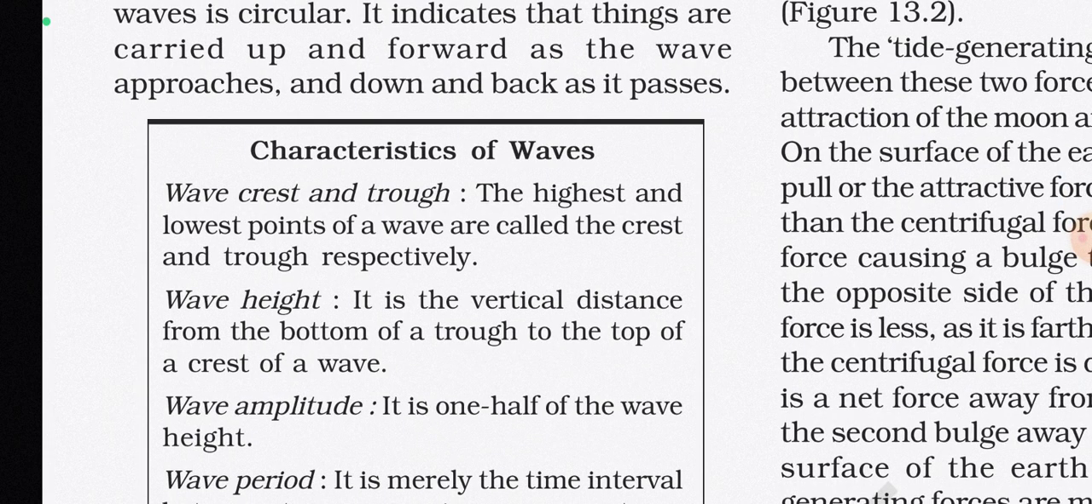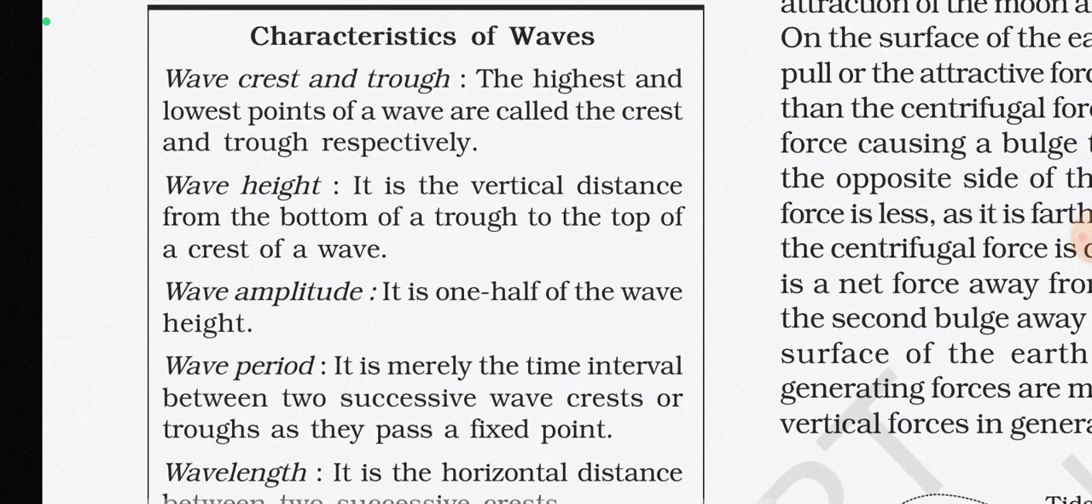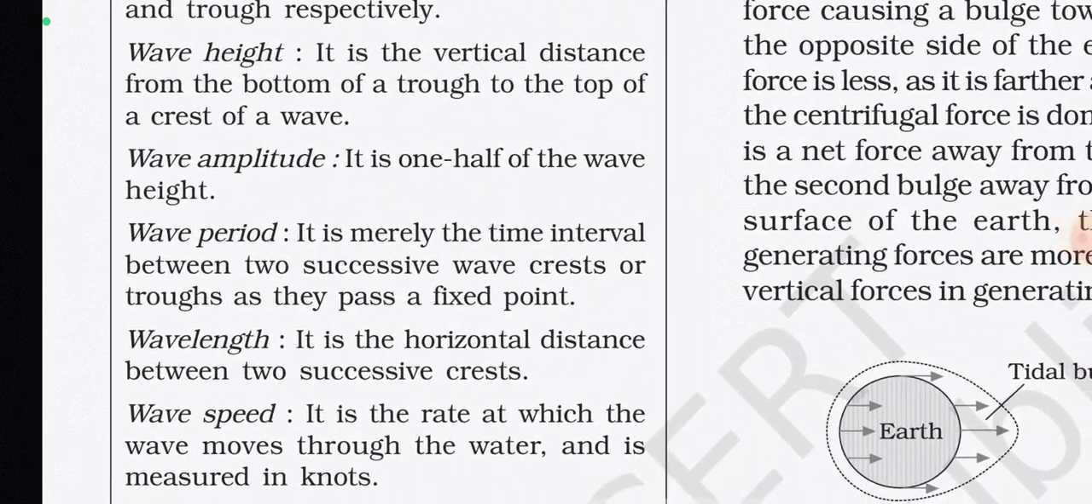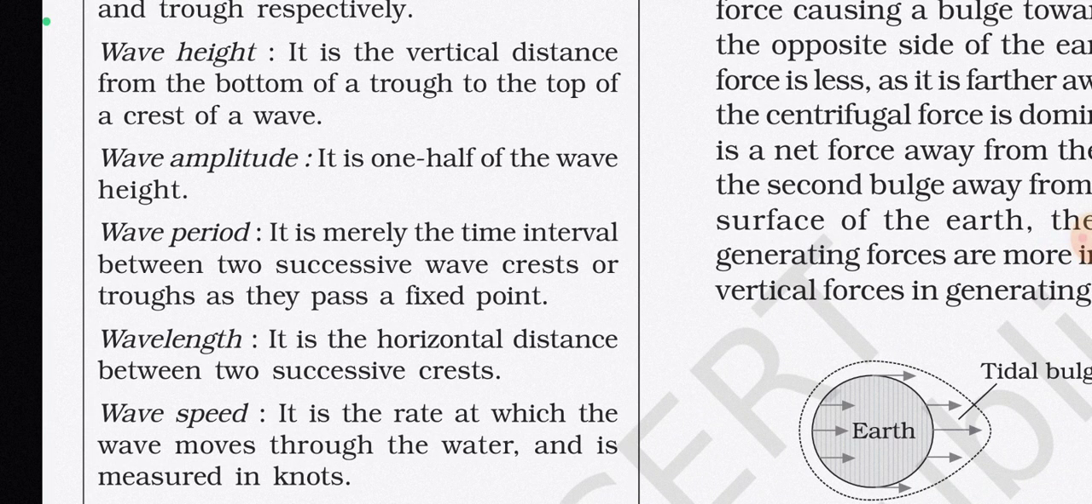Characteristics of a wave. Wave crest and trough: the highest and lowest points of a wave are called the crest and the trough respectively. Wave height is the vertical distance from the bottom of a trough to the top of a crest of a wave.